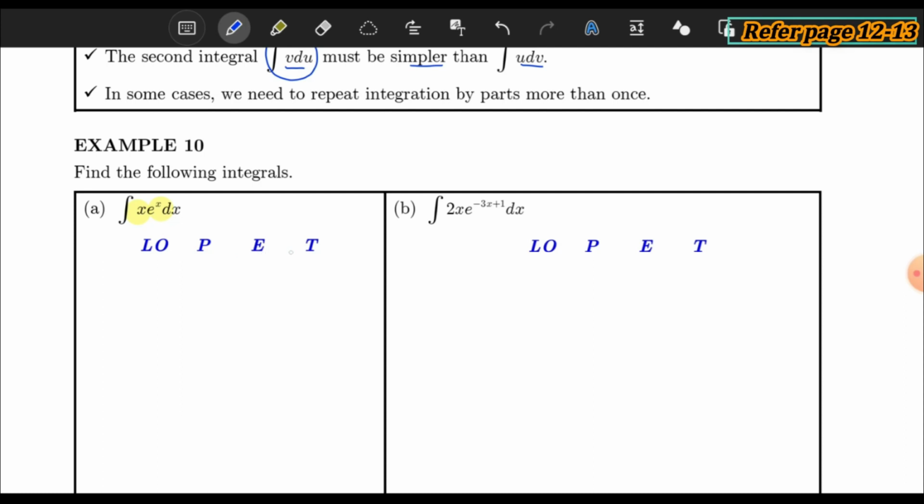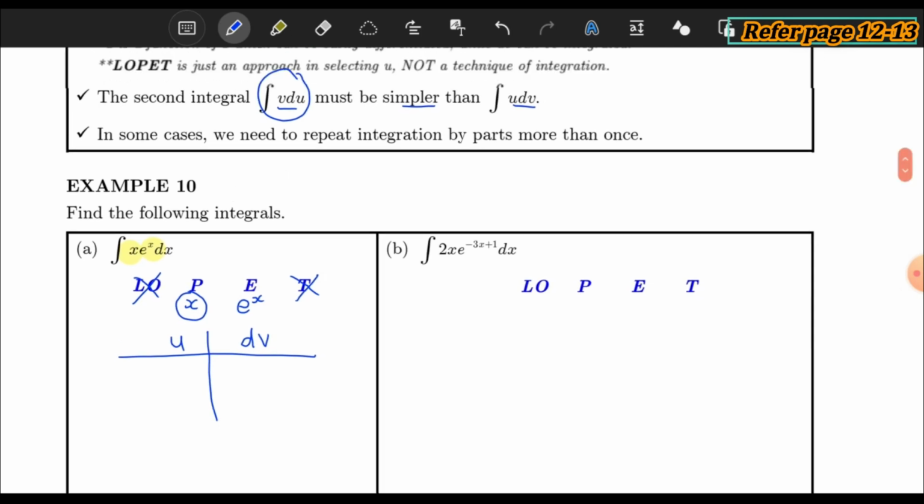Look at the priority to choose u here, LOPEC. Is there any log function? No, no log function here. For poly function, we have x. And exponent, we have exponent x. And no trigo function. Meaning that your x here will be chosen as your u. So we divide into two parts. We have u and another one is dv.